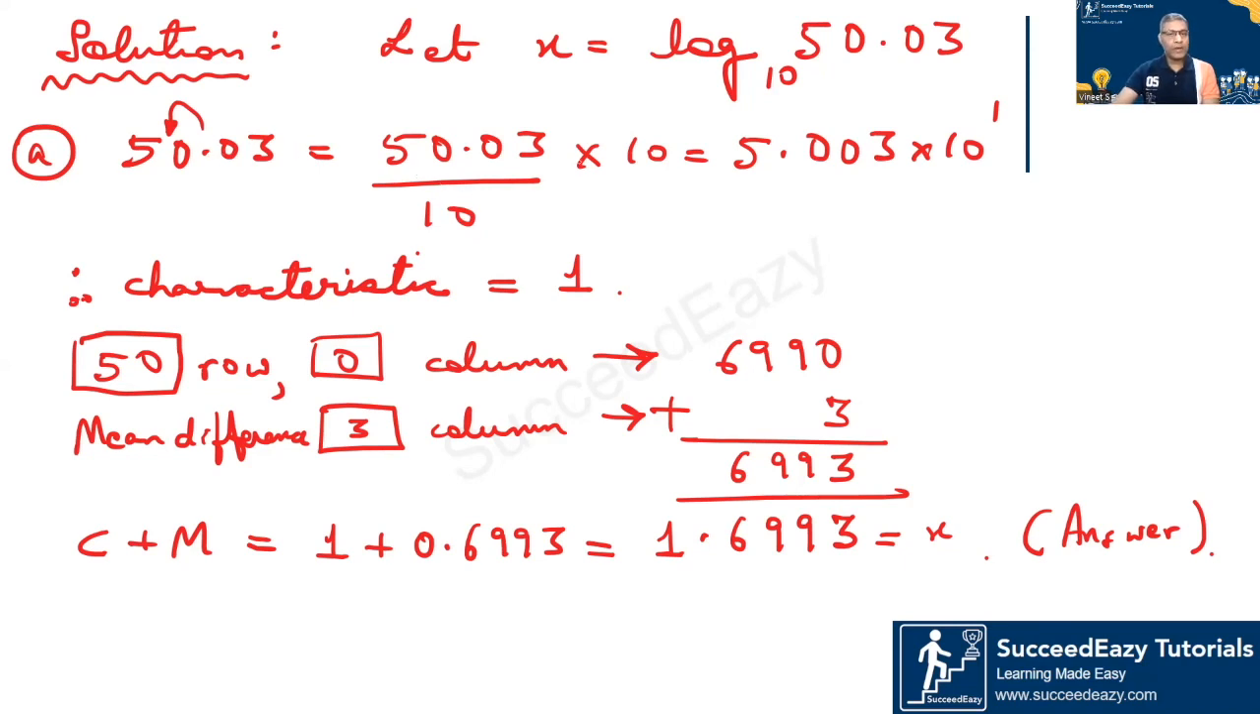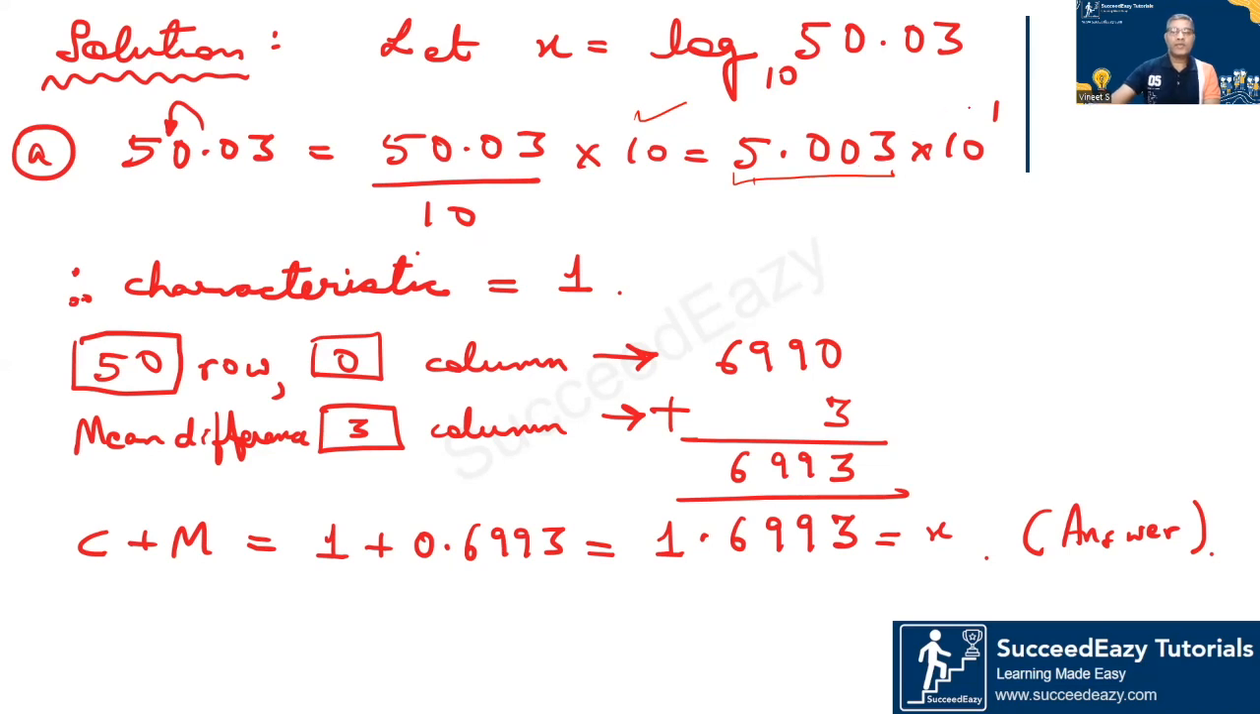So if I divide it by 10, I'll have to multiply it by 10. So what I get is 5.003 into 10 to the power 1. This is in scientific form, right? The decimal is there after the first significant digit, right? Balance all digits are expressed as a fractional part, right? And then it is in terms of multiples of power of 10, right?